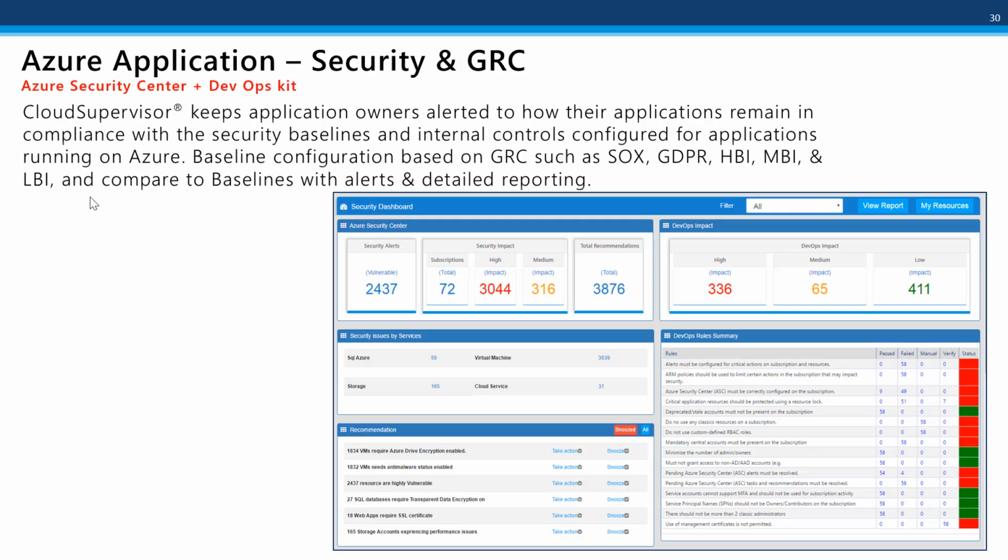This is an example of CloudSupervisor monitoring security. In this case, we've integrated in the Azure Security Center and the DevOps Kit. The Azure Security Center gives you a lot of valuable information that's collected by Microsoft across all Azure subscriptions, and it monitors for anomalous behavior and other types of activity that may represent security issues. We've incorporated the DevOps guidelines because those represent additional security policies that you may want to follow, such as limiting the number of administrators on a particular subscription.